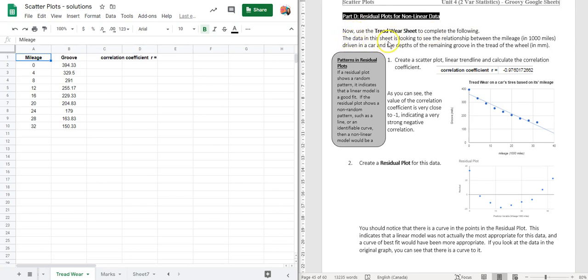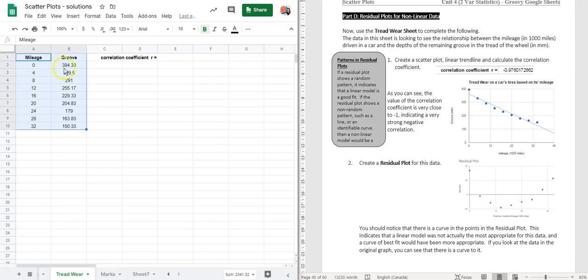The data in this sheet is looking to see the relationship between the mileage, in thousands of miles driven in a car, and the depth of the remaining groove in the tread of the wheel, measured in millimeters. So the first thing we're going to do is create a scatter plot, a linear trend line, and calculate the correlation coefficient. You'll need to remember how to do that from the previous parts.